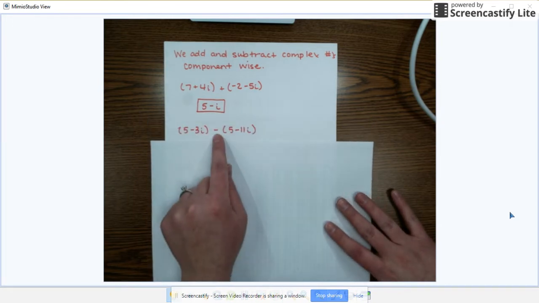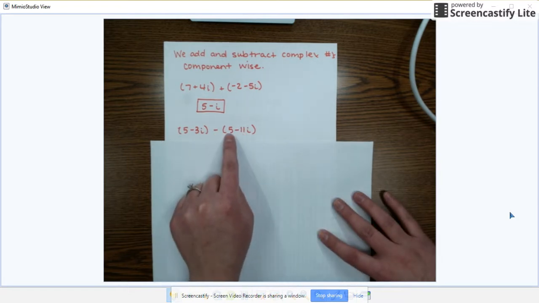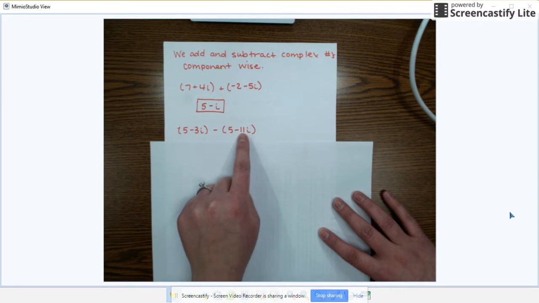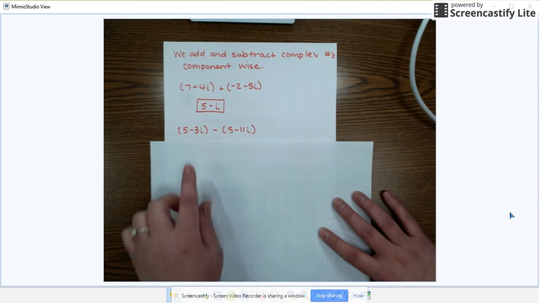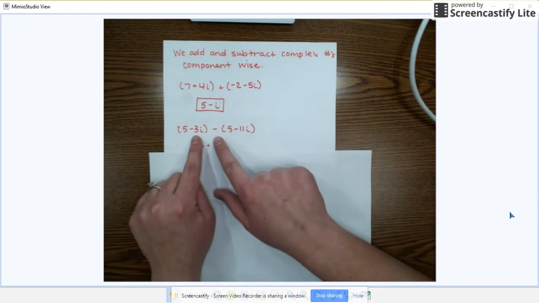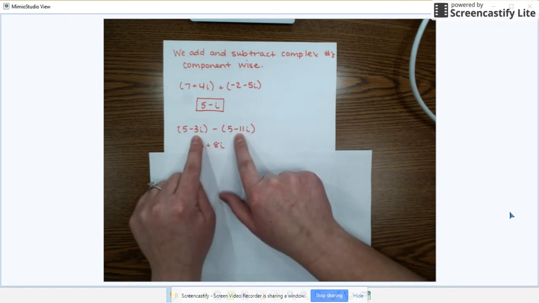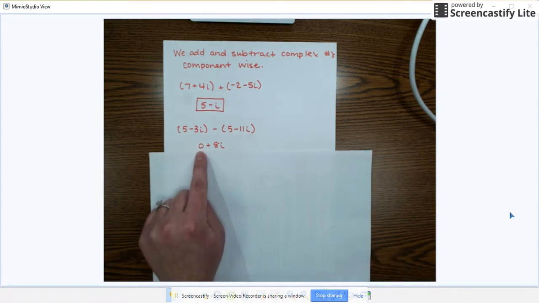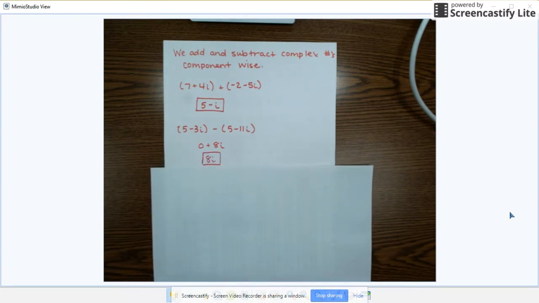Here, if we subtract, just like any other polynomial that we subtract, we have to distribute that minus all the way through. So this is going to be a 5 minus 3i. If you distribute it, it would be a minus 5i plus 11i. Well, 5 minus 5 is going to give us 0. Negative 3 minus negative, that would turn into a plus. So negative 3i plus 11i would be a positive 8i. That 0 is unnecessary, so that simplifies to just 8i.